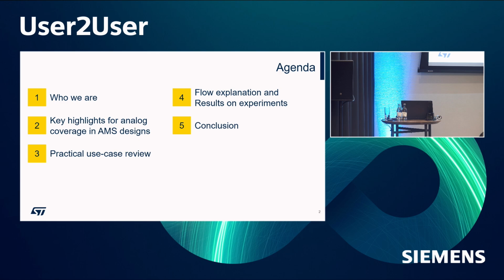Okay, I will go through the agenda. I will present who we are as a company at a glance. Then I will tell you the key highlights for the analog coverage needs, why we believe it is a key point in the development of our devices. Then I will present our practical use case, the test vehicle we chose for the trial, and then we will have the main course of the presentation, which will be the flow details we went through in the trials, and then we will try to draw some conclusions on the trial.